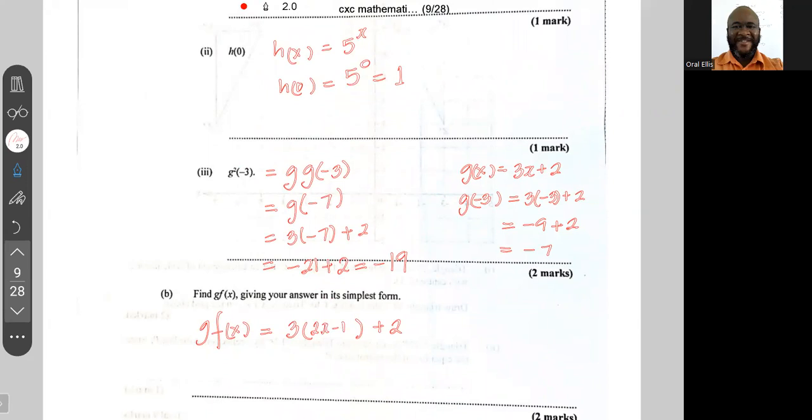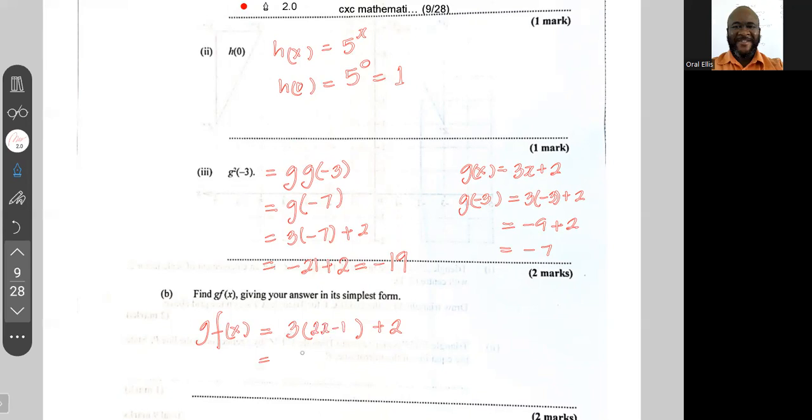Now, I'm forming the composite function g of f of x. How do I do that? Literally, I'm going to place the f function inside of the g function. I'm going to write the g function, and in g, wherever I see x, I'm going to take out x and put f, and then I'm going to simplify. To simplify, I'm going to remove the brackets by applying the distributive law.